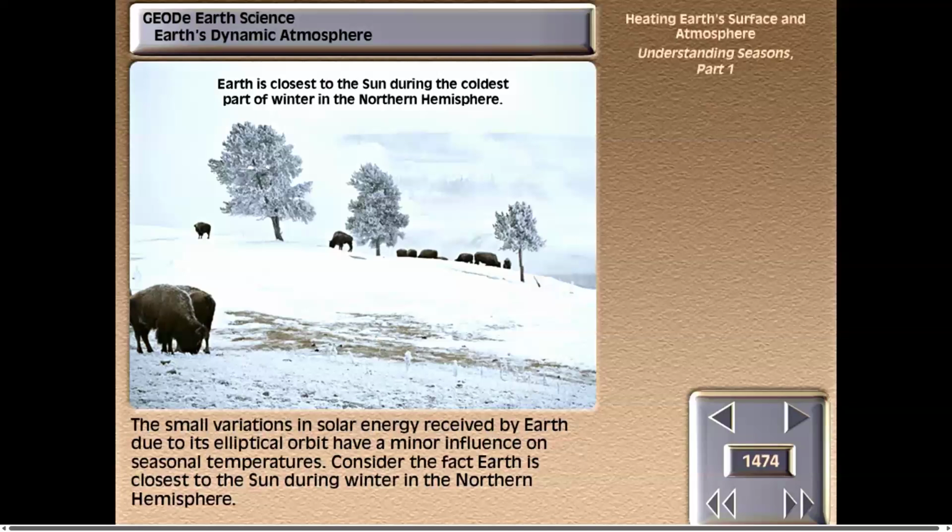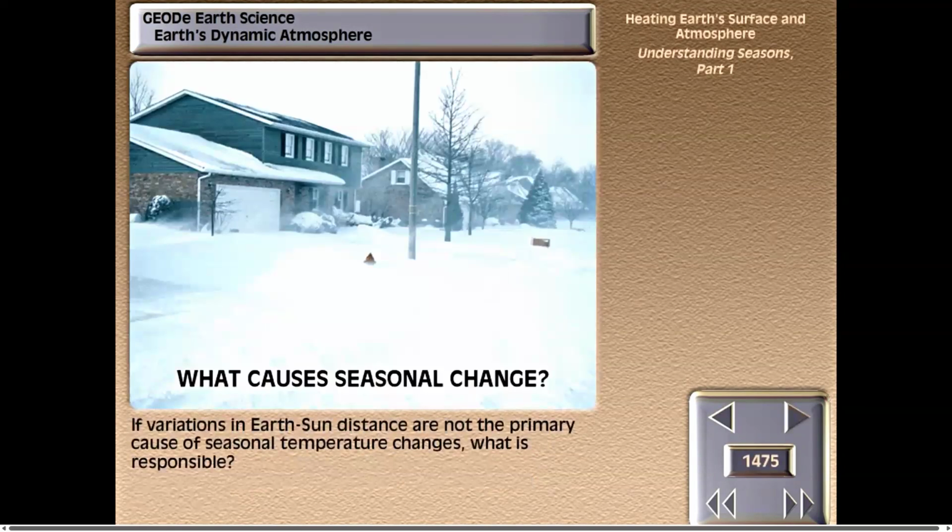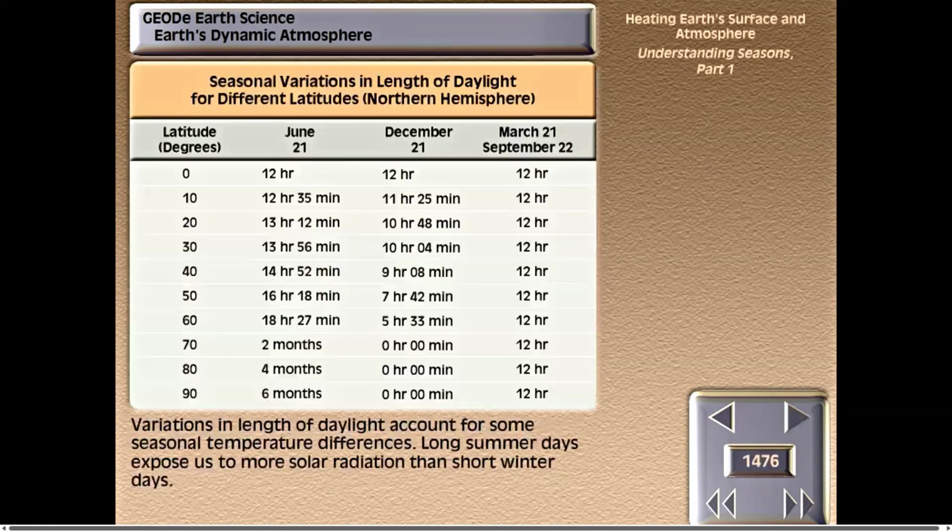The small variations in solar energy received by Earth due to its elliptical orbit have a minor influence on seasonal temperatures. Consider the fact Earth is closest to the Sun during winter in the northern hemisphere. If variations in Earth-Sun distance are not the primary cause of seasonal temperature changes, what is responsible? Variations in length of daylight account for some seasonal temperature differences. Long summer days expose us to more solar radiation than short winter days.